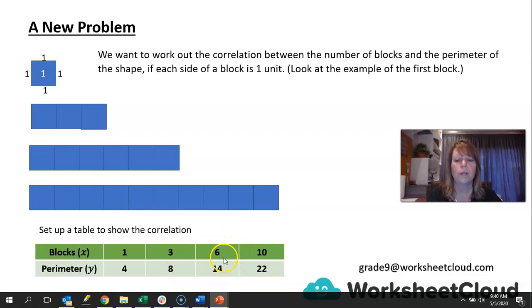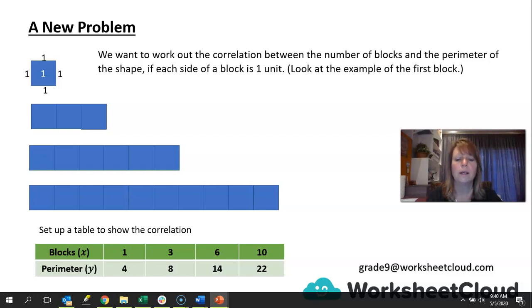The next one, where 6 blocks are together here, your perimeter is 14. And where 10 blocks are together, your perimeter is 22. Just pause the video and double check that I am right. Make sure that you count around the perimeter. Remember, each block or each side of a block is 1 unit.